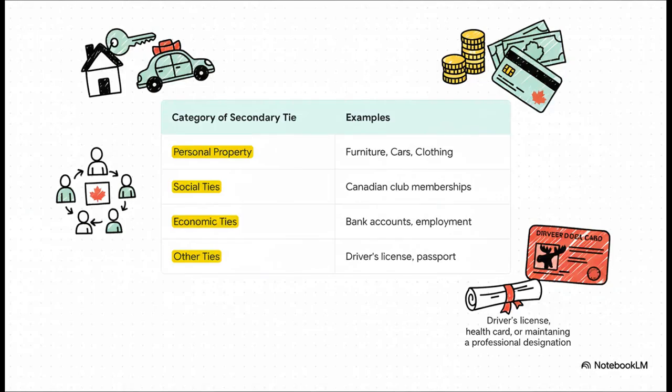Now, secondary ties are broader and they're less significant one by one, but they really add up when you look at them together. You've got things like personal property, cars, furniture left behind. You've got social ties, like a membership in a Canadian club. Then there are the economic ties, things like Canadian bank accounts, credit cards, and even other things like a provincial driver's license or keeping a professional membership active.